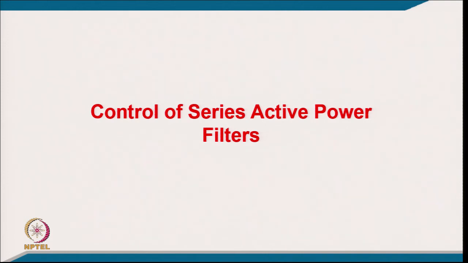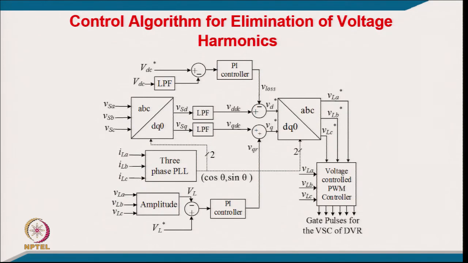Coming to control of series active power filters, we would like to discuss only the phi control, as we discussed earlier for elimination of voltage harmonics. Of course, we have to regulate the DC link voltage. So, we have a reference DC link voltage and sensed DC link voltage, and we use a low pass filter to get the DC component, and this we regulate with the help of a proportional integral controller. Why do we use proportional integral control? This is the minimum form which can make the steady state error 0. This output we consider as a voltage drop to take care of the losses in the series active power filter.